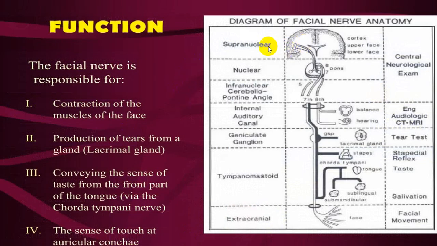So this is a supranuclear portion, this is a nuclear portion, and then this is an infranuclear portion. In the infranuclear portion, we have the portion from the pons to the internal acoustic meatus. In this particular portion, you can have a pathology which can produce damage to the facial nerve. It will be a lower motor neuron lesion. If there is any damage at the level of the nucleus, that is in the pons, it will again be lower motor neuron.